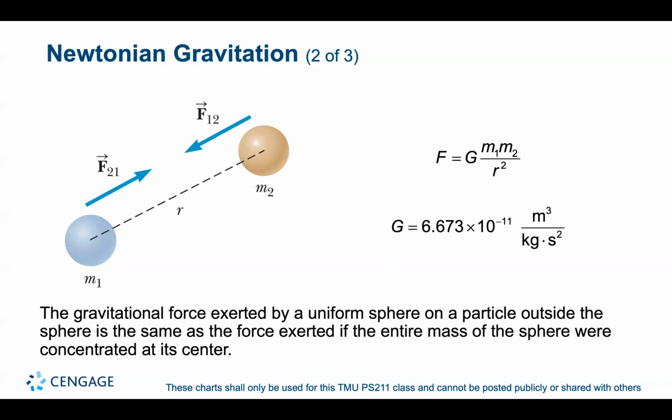Another important fact is that the gravitational force exerted by a uniform sphere on a particle outside the sphere is the same as the force exerted if the entire mass of the sphere were concentrated at its center. This is called Gauss's law, after the German mathematician and astronomer Gauss, and is also true of electric fields, which we will encounter in topic 15. Gauss's law is a mathematical result true because the forces fall off as the inverse square of the separation between the particles.